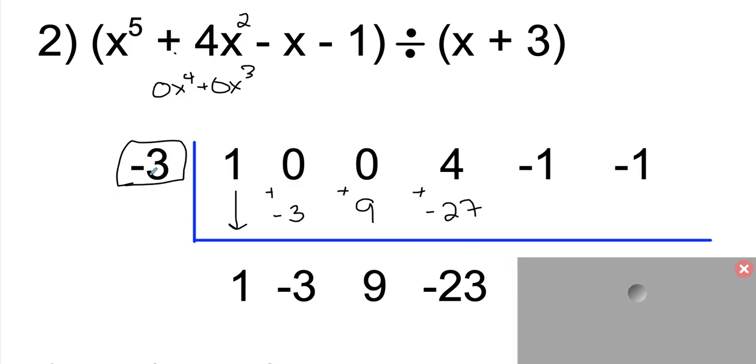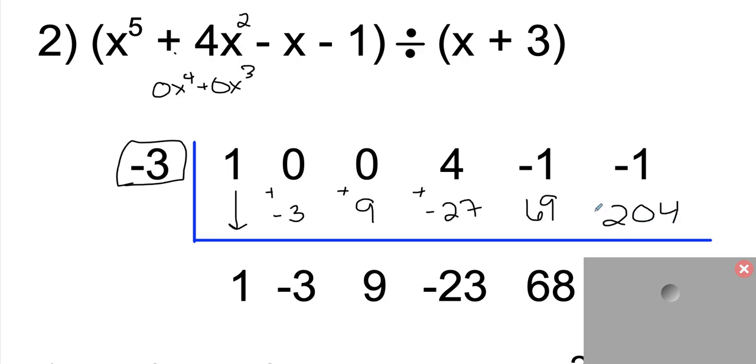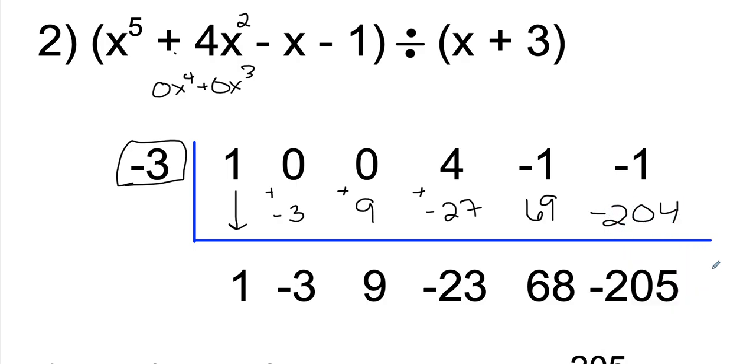Multiply the -3 times the -23, that's a +69. So that gets us to 68. When we add those together, -3 times 68, that is a -204. That's a negative. Okay, so we put those together, we get a -205.